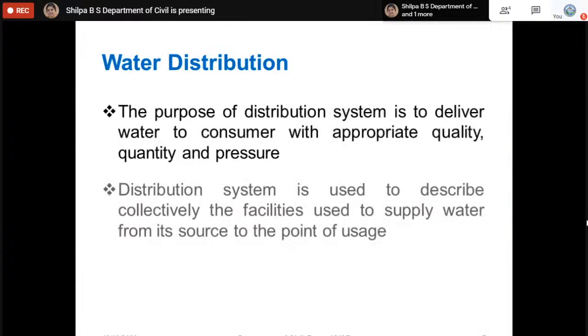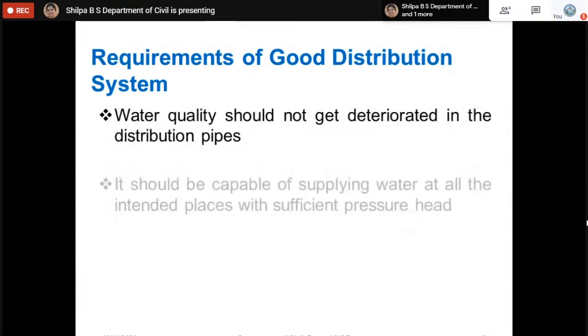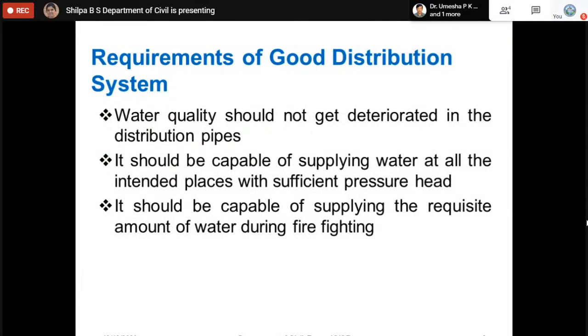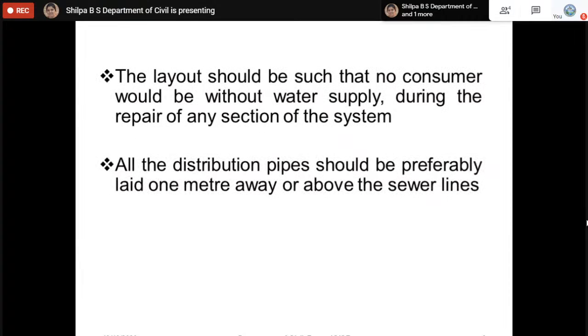So coming to the water distribution, the requirements of good water distribution: it should not deteriorate the water quality during distribution, and it should be capable of supplying water at all places with sufficient pressure, and should be capable of supplying the requisite amount of water during firefighting.